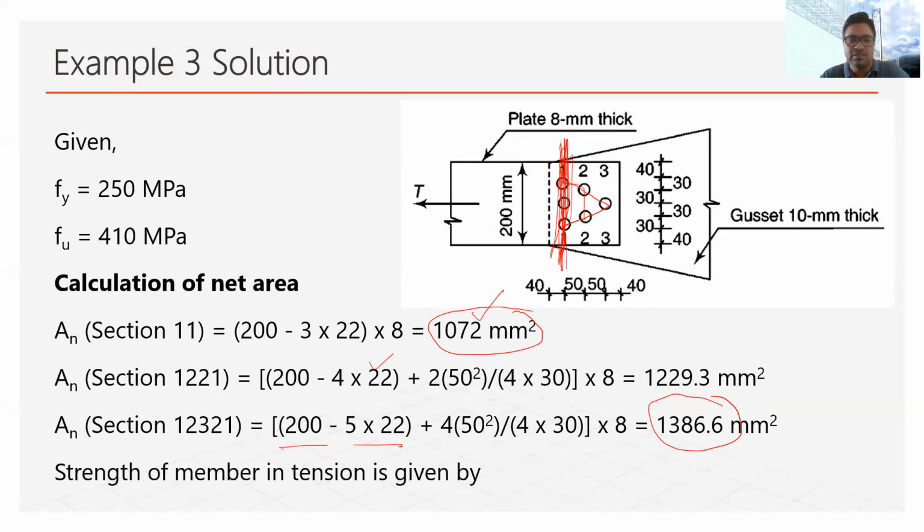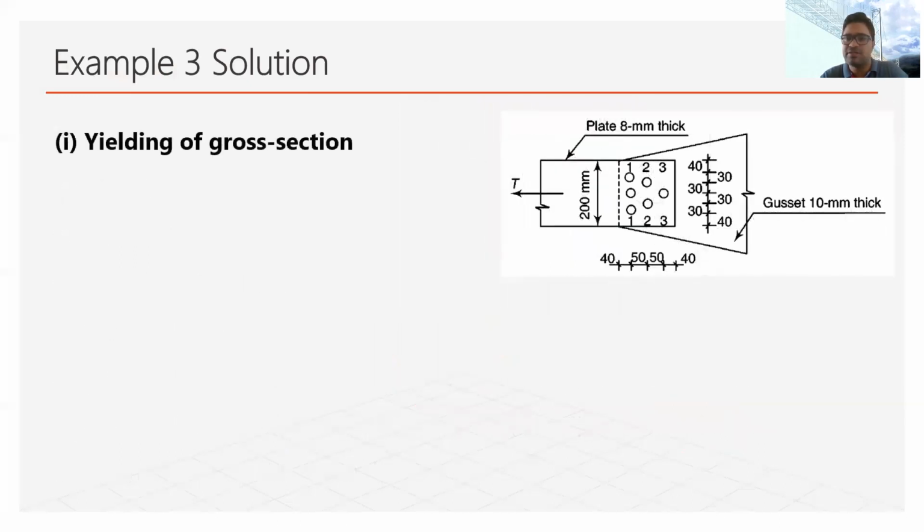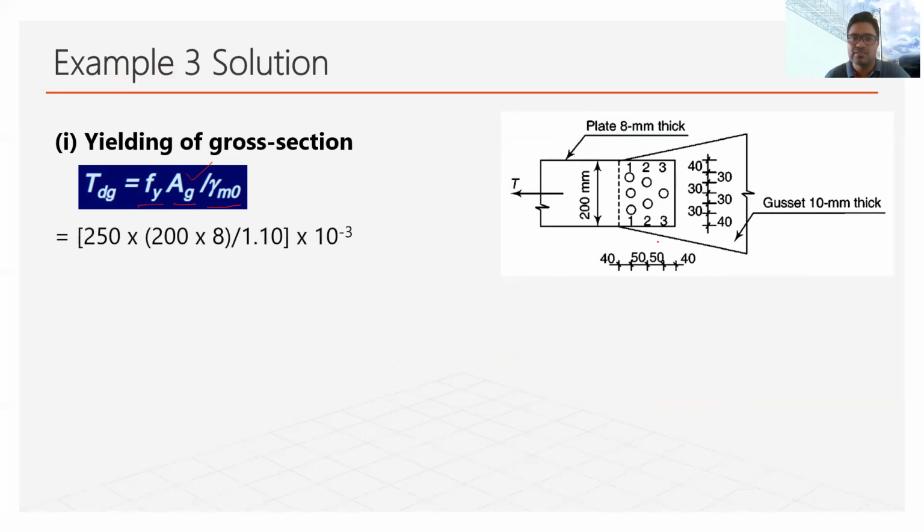Now we will see the strength of the member. The strength of the member will be calculated in terms of yielding and in terms of rupture. For yielding, the strength formula is this one: TDG equals Fy Ag divided by gamma m naught. Now what is Ag? Ag is the gross cross-sectional area of the plate. In this case, the plate width is 200 and the thickness of the plate is 8. So this becomes B into T, which is the Ag.